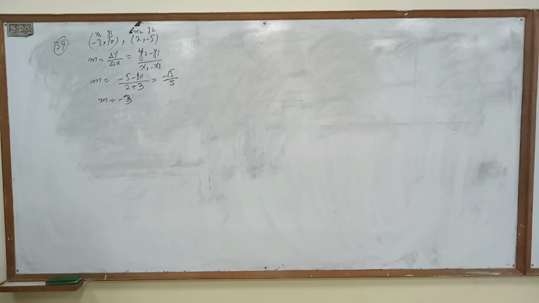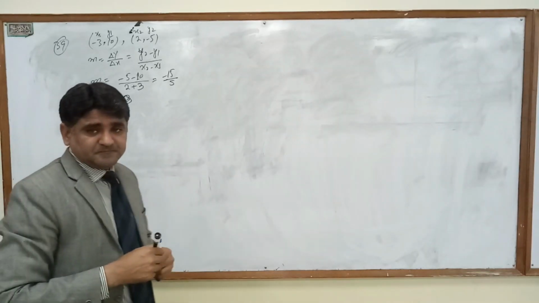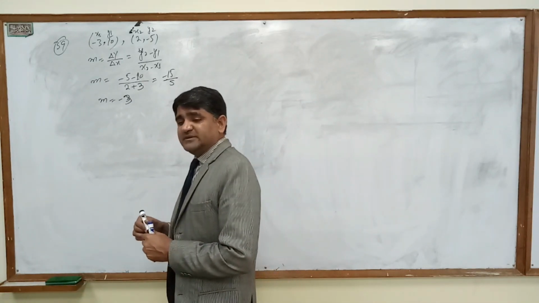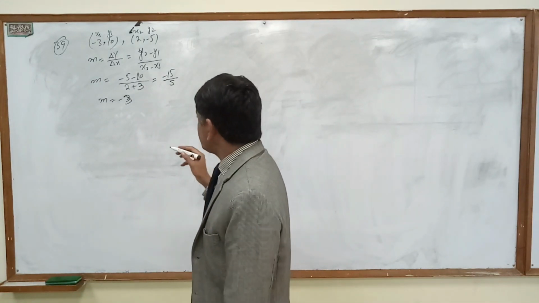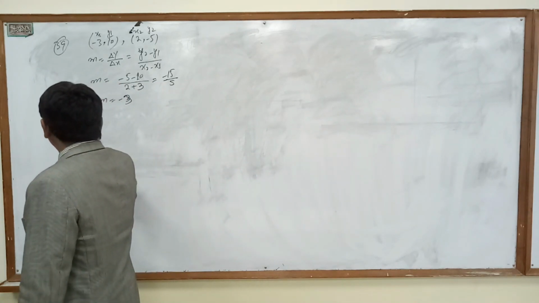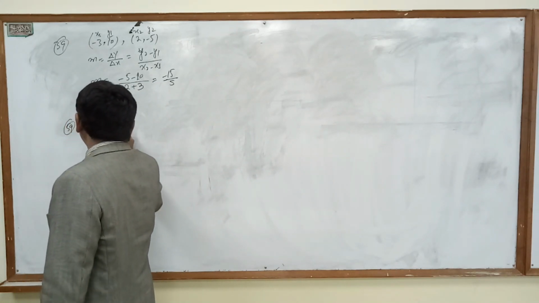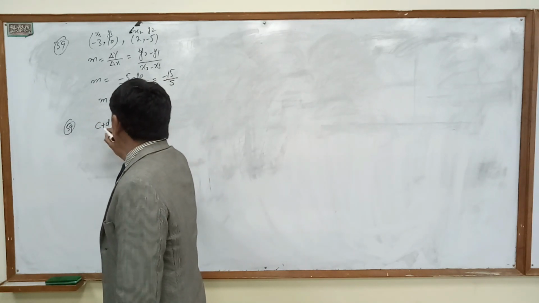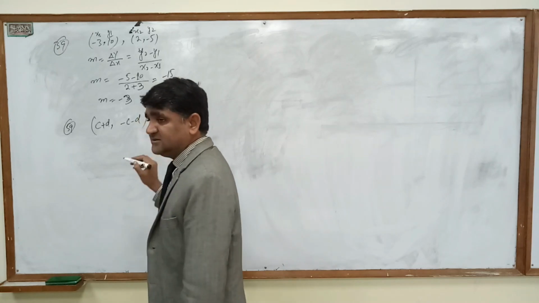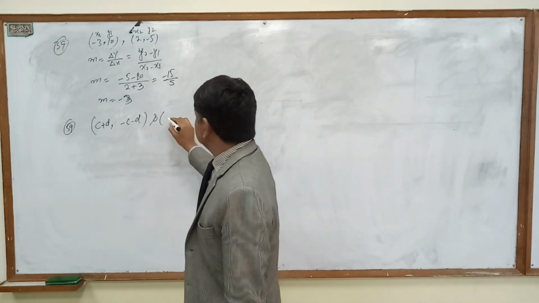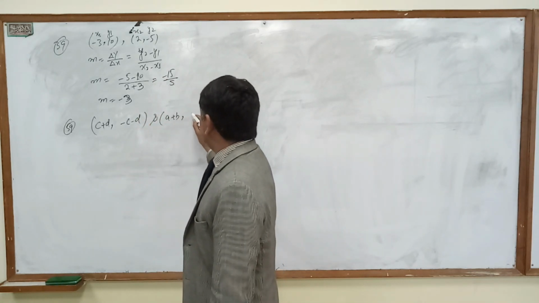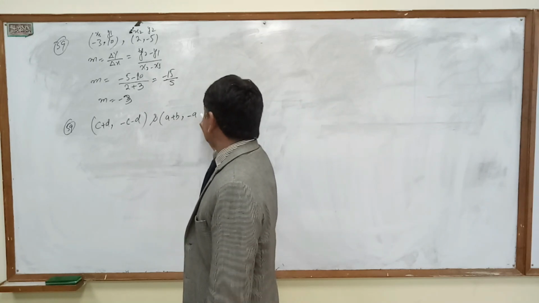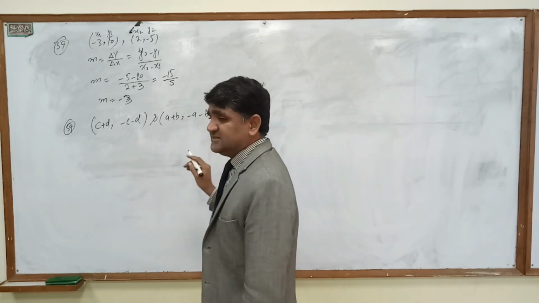If we look at questions 56, 57, 58 and 59, we solve question number 59 here. What is question number 59? The first point is c plus d and minus c minus d. What is the second point? a plus b and minus a minus b. That is the second point.